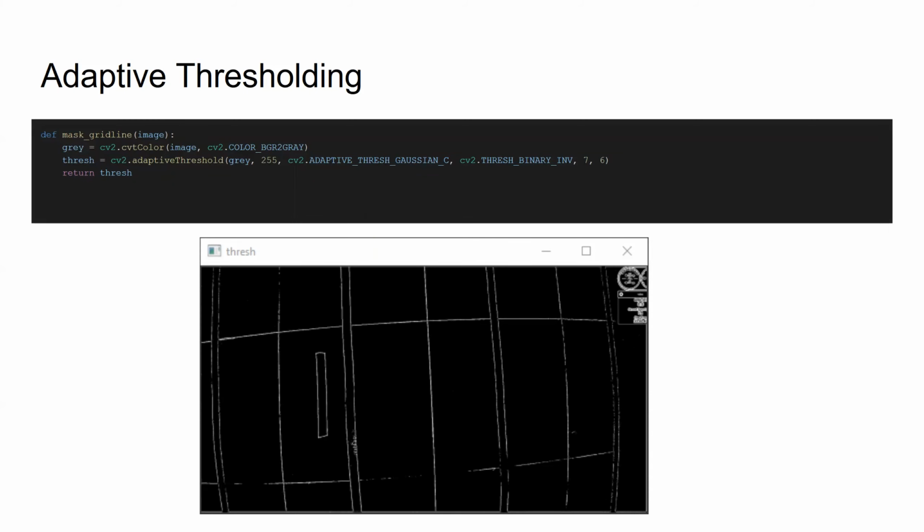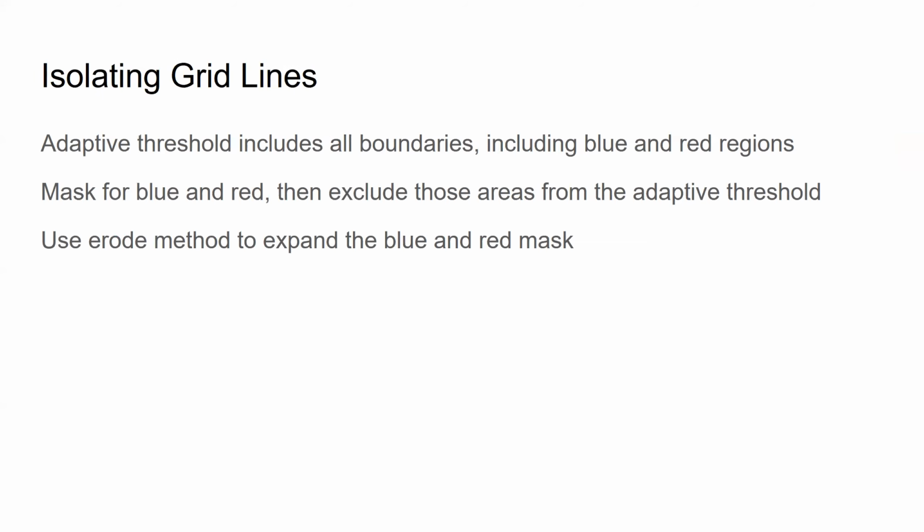If you do this adaptive threshold on that image, you can see it isolates the grid lines pretty well. But the problem here is we still have all the edges from the red tape and the blue tape. We want the grid lines, but we don't want the edges of those red and blue regions. So what we can do is, we have a mask for the blue region already, all we really need to do is create another mask for the red region, and then we can combine all of these masks into one mask where it's just the grid lines.